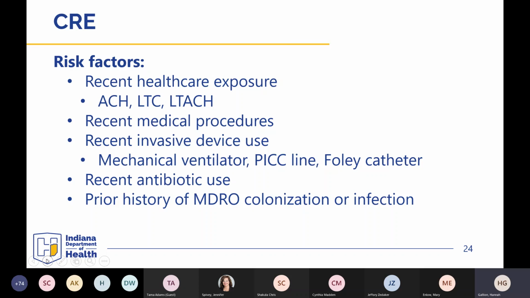Risk factors for CRE include recent healthcare exposure, medical procedures, or use of invasive devices. Additionally, recent antibiotic use and prior history of MDROs can put a patient at higher risk of a CRE infection or colonization. Patients can be colonized with CRE without an infection. It often colonizes in the gut, but can cause infection if it enters the respiratory tract, urinary tract, or is found in the wounds or blood.